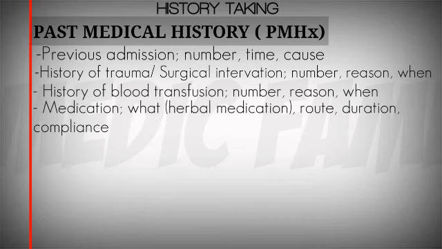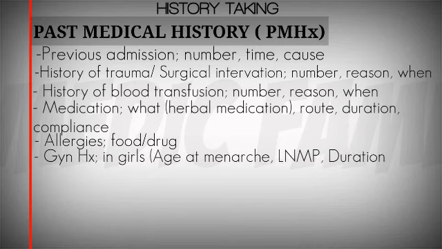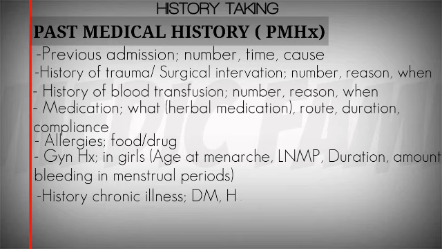Also history of any food and drug allergy, and if it is a girl, a grown-up one, we can also ask for age of menarche, last normal menstrual period, duration of menstrual cycle, and also duration and amount of bleeding in menstrual period. And lastly, we ask history of chronic illness, either diabetes mellitus, hypertension, tuberculosis, or sickle cell disease.